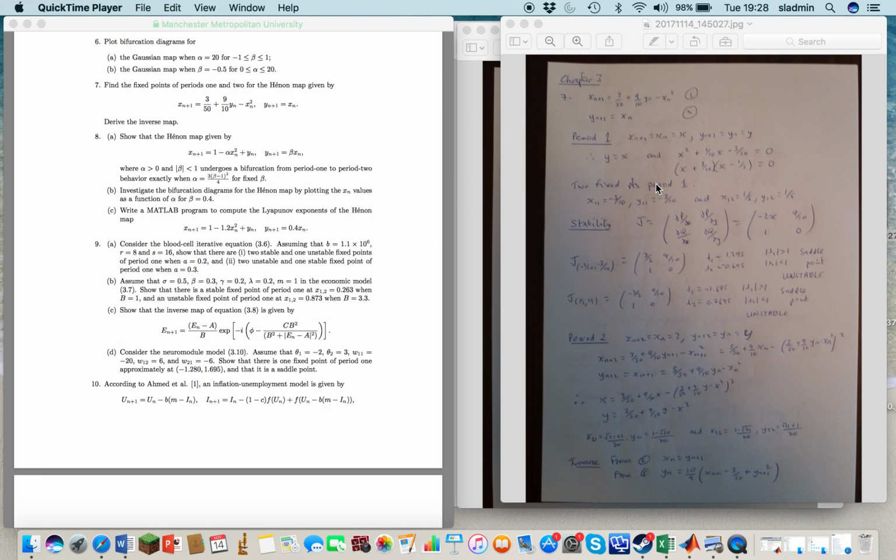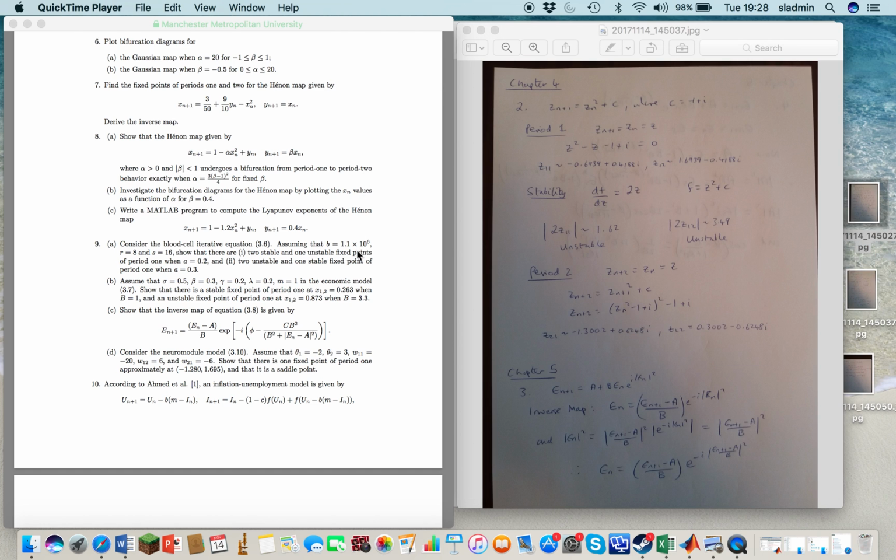To find the inverse mapping, from equation 2, we get an expression for x_n in terms of y_{n+1}. So x_n is equal to y_{n+1}. And then from equation 1, we now want an expression for y_n. And if you rearrange equation 1, then we get y_n is 10/9 x_{n+1}, take away 3/50, and then plus x_n squared. But as we've said, x_n is y_{n+1}, so that's why we have a y_{n+1} squared here. And now we've expressed x_n and y_n solely in terms of x_{n+1} and y_{n+1}, so this is the inverse map.